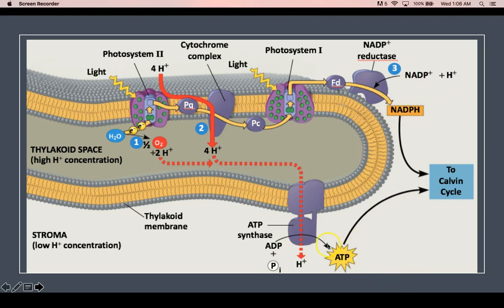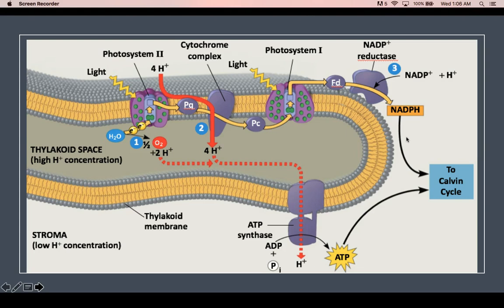If you notice, both ATP and NADPH are being synthesized on the stroma side, even though their synthesis is driven by the reactions of the thylakoid happening in the thylakoid membrane. The actual products are being produced on the side of the stroma so that they can be used in the Calvin cycle. Now, let's talk about the Calvin cycle.